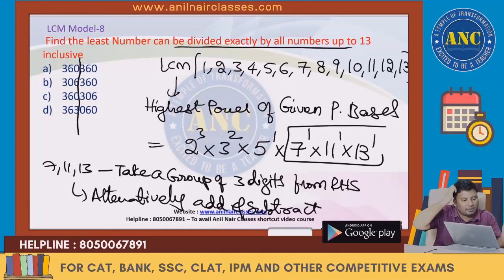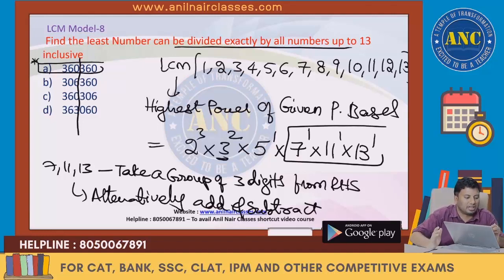If I alternately add and subtract, 360 minus 360, it is divisible by 7, 11 and 13. The digital sum should be 9. It is divisible. A seems to be the answer.